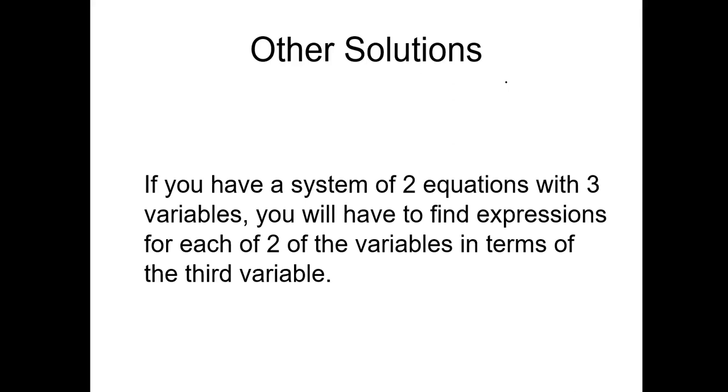And I mean, if you want to pick x, you can get y and z in terms of x, or if you want to pick y, you can get x and z in terms of y, just whatever you want to pick or whatever the directions tell you. And then your ordered triple is going to be expressions that can represent all the ordered triples that will work in those two equations at the same time. And there's going to be infinite possibilities.